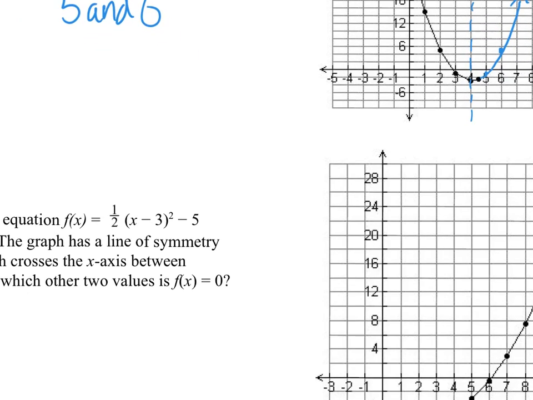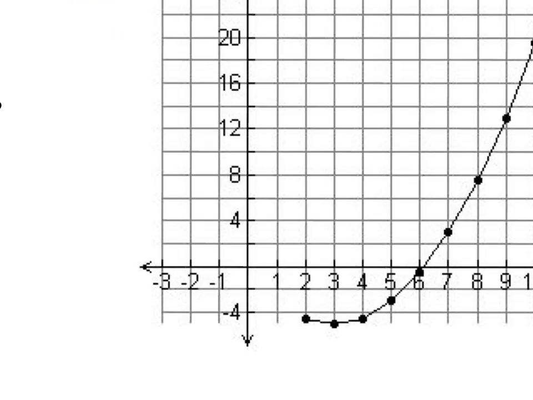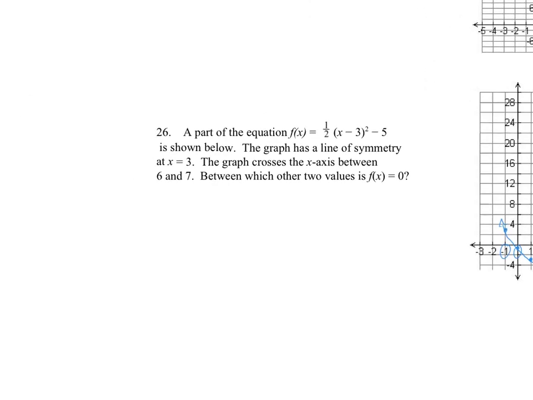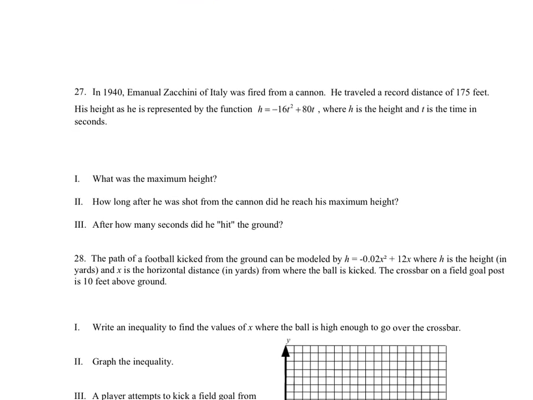Right. Same thing down here. It's just asking you what the other 0 is going to go in between. So again, it just mirrors across that axis of symmetry. So here, here, and then here. Connect. So where does it go in between the x-axis? Between 0 and -1. Pretty simple.